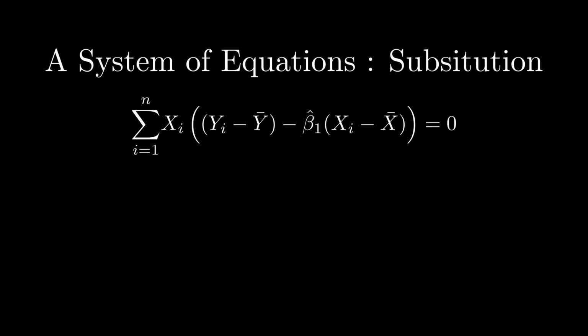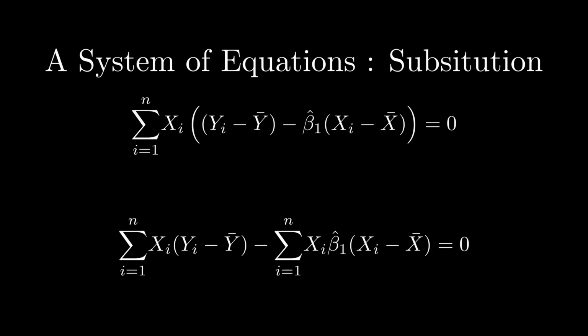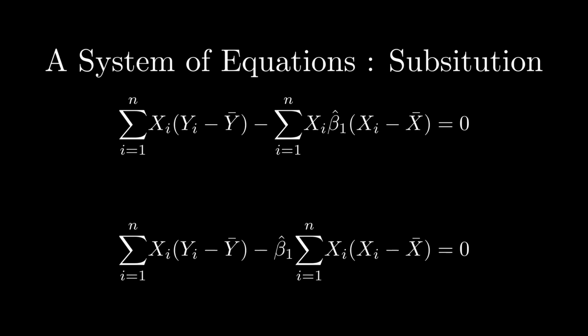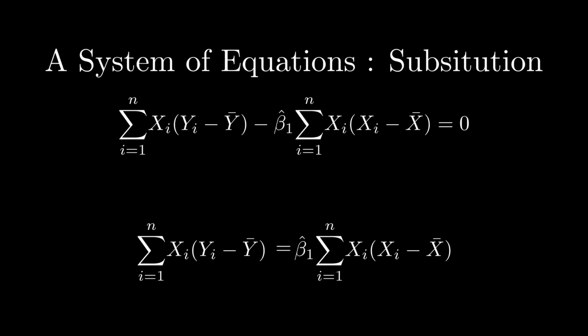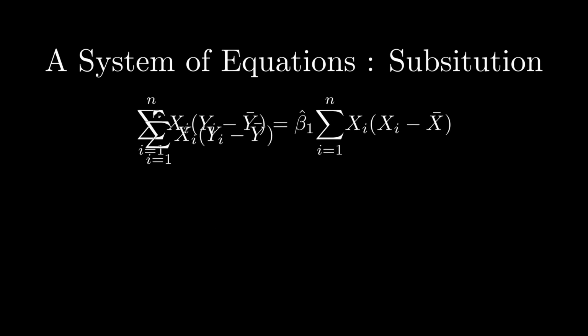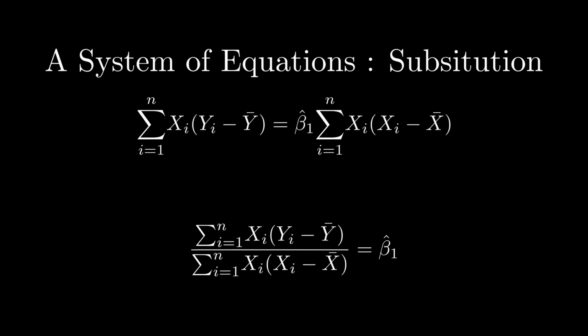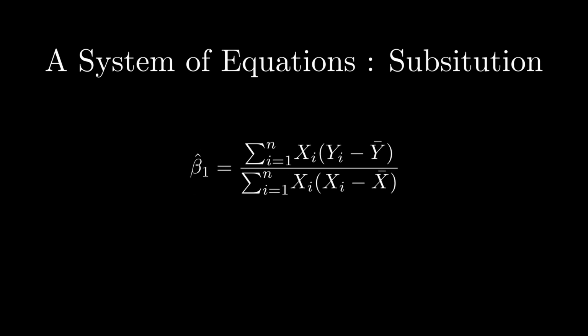Distribute the xi to both the yi minus y bar and the beta 1 times xi minus x bar. Then distribute the summation. Beta 1 is constant and doesn't depend on i, so factor it out of the summation. Add the term with beta 1 to the other side. And finally, to isolate beta 1, just divide by the summation attached to beta 1. Again, my overbearing OCD is going to force me to write beta 1 on the left. But now we have a clean formula for the best beta 1.